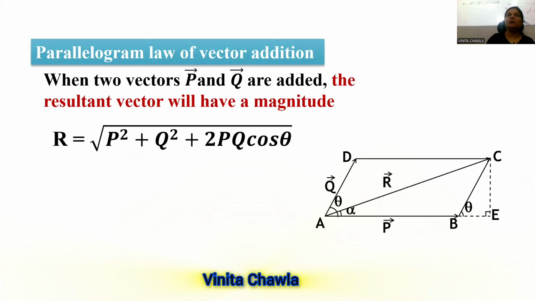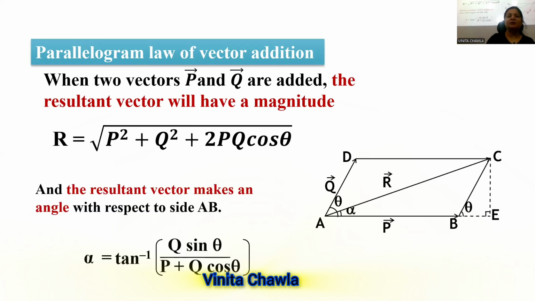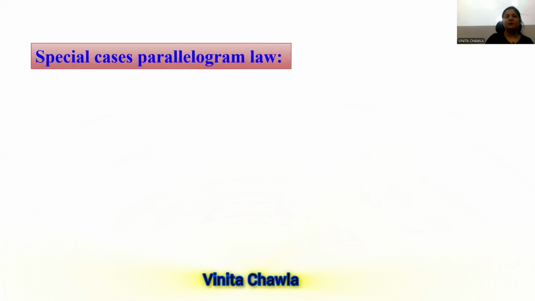Theta is the angle between the given vectors P and Q. And the resultant vector makes an angle with respect to the side AB, as alpha is equal to tan inverse of Q sin theta upon P plus Q cos theta. So these are the formulas. Special cases.